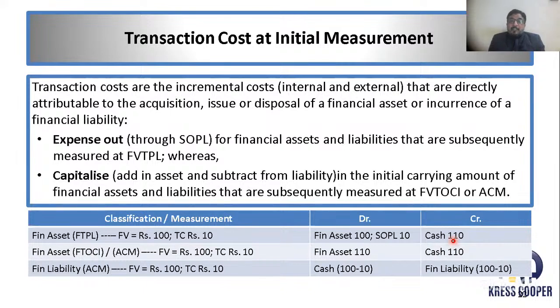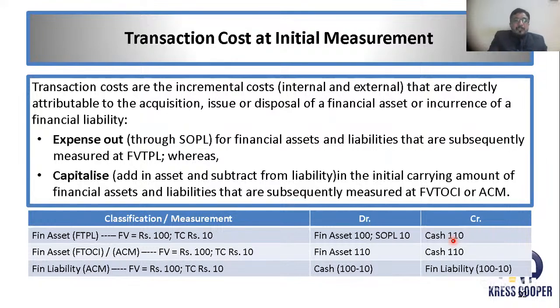Now comes the financial liability. So the financial liability, which will be measured at amortized cost method subsequently, its transaction cost will be subtracted from the value of that financial liability on the transaction date.